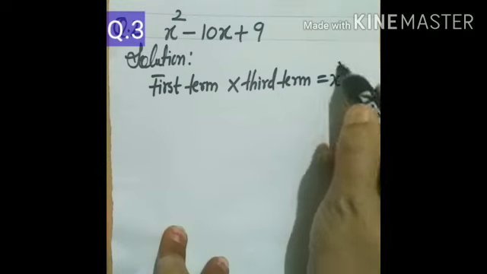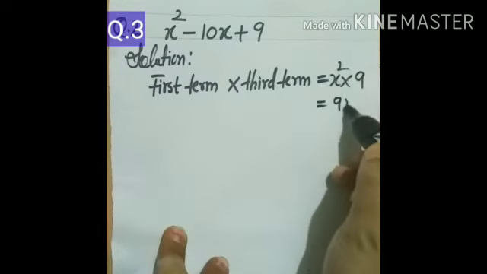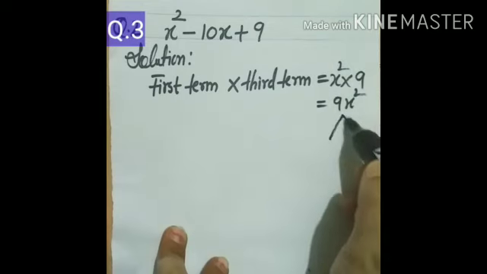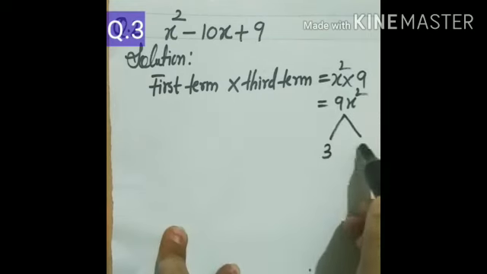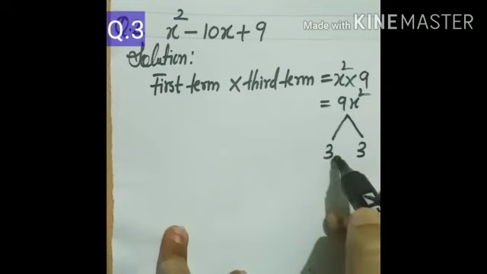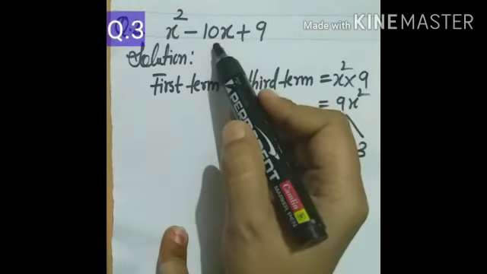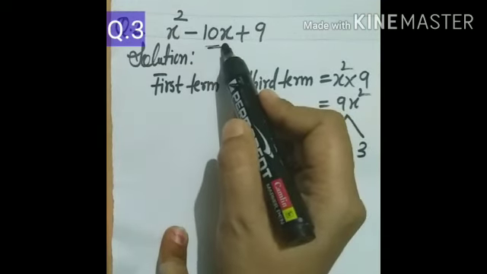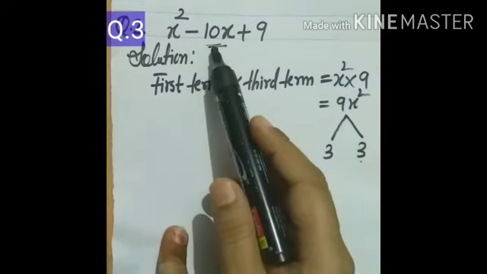So x square into 9. So what we get, children? 9x square. Now we have to find the factors of 9. What are the factors of 9, children? 3 3s are 9. Yes, 3 3s are 9. But, children, when we are adding these two, 3 plus 3, what we get? 6. But what is our middle term? 10x. So after adding these two, we are not getting the middle term.